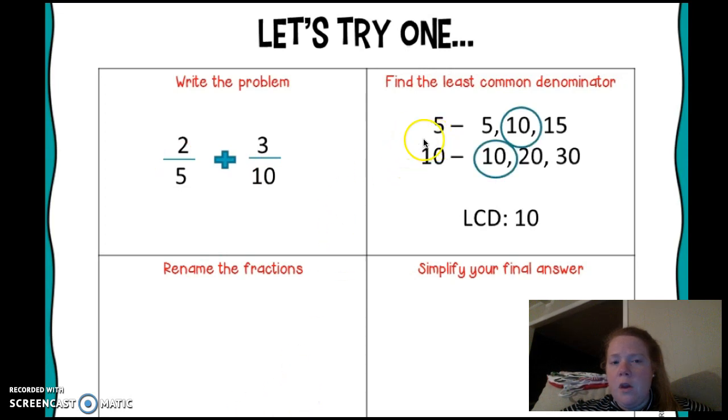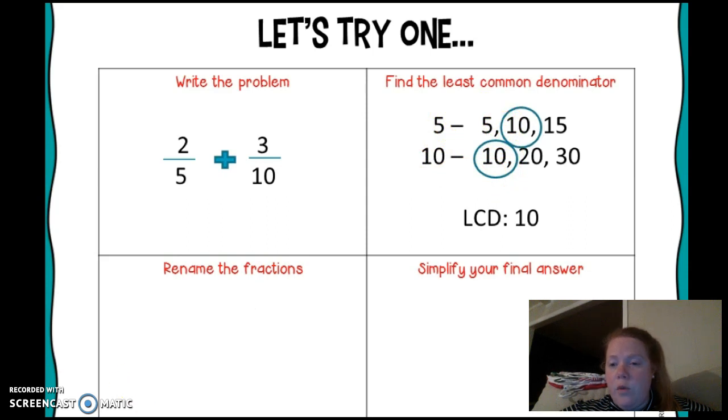Step 2. We're going to put denominator 1 at the top, denominator 2 at the bottom. And then we're going to write out those common multiples. 5, 10, 15, and 10, 20, 30. Think again about what you know about how many times it takes to make 10: 5 times 2, and how many times it took to make 10: 10 times 1. So that's something to go ahead and put in your head.